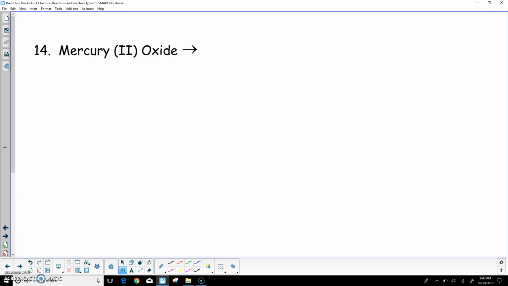Mercury 2 oxide. So this is going to be the first one that's a simple decomp because it's not a carbonate, it's not a hydroxide, it's not a chlorate. So first I have to write the formula. If mercury's 2 plus and oxygen is 2 minus, it's HgO. Right? And so it's just going to fall apart into two separate elements. It's going to turn into mercury and oxygen. Oxygen has to be O2 because it's diatomic. 2 here, we're good. And then just write mercury.